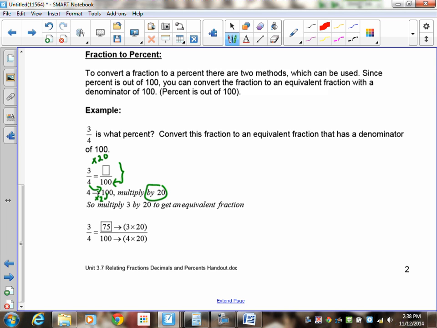Actually, sorry, that should be 25. So multiply this by 25. So 4 times 25 is 100, so 3 times 25 is 75. So we have 3 quarters is actually 75 over 100. Now anything over 100 is a percent because it's already converted. In fact, if you look at it, there's the 1 and there's the 2 zeros. The percent sign actually is 100.